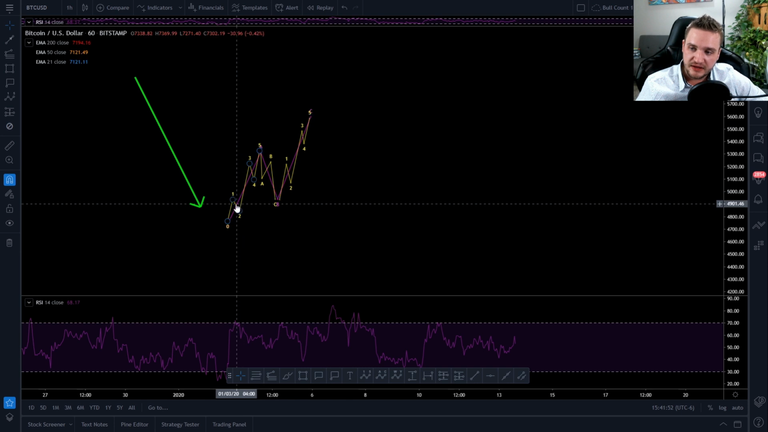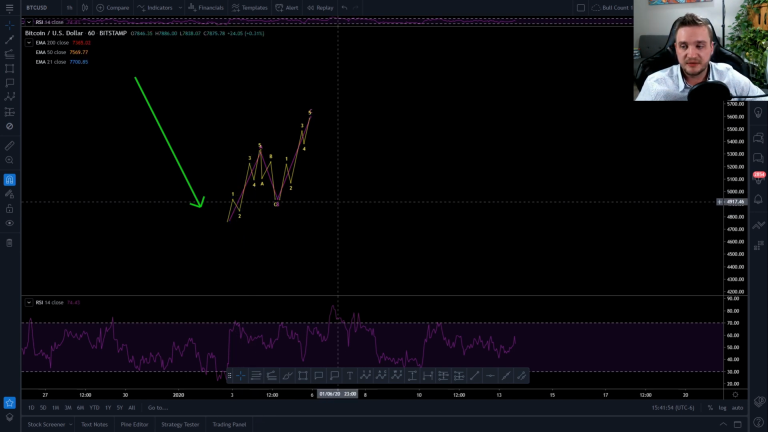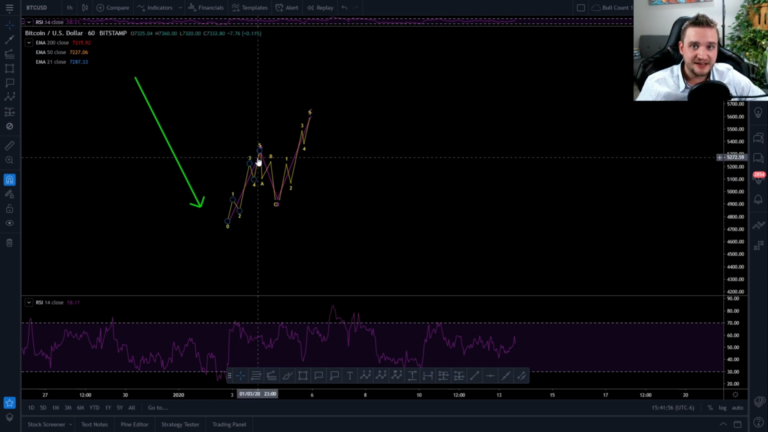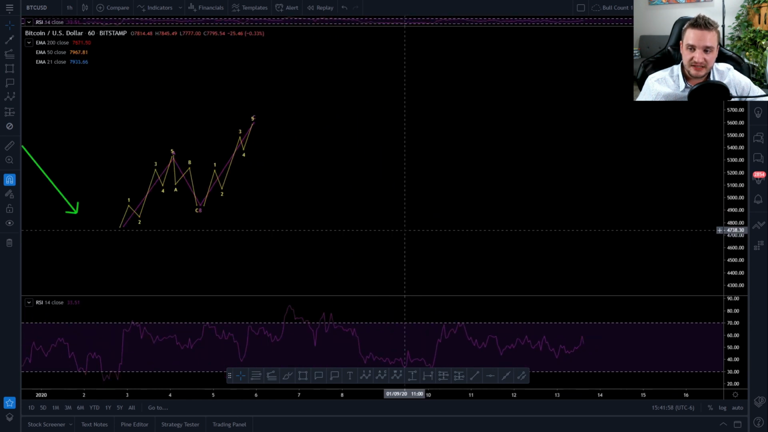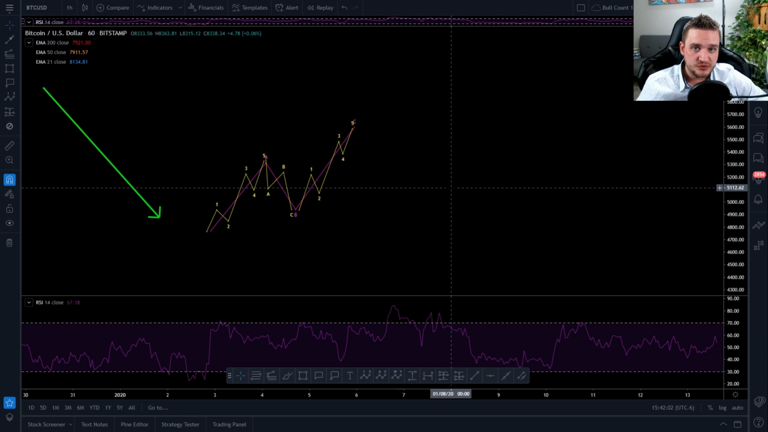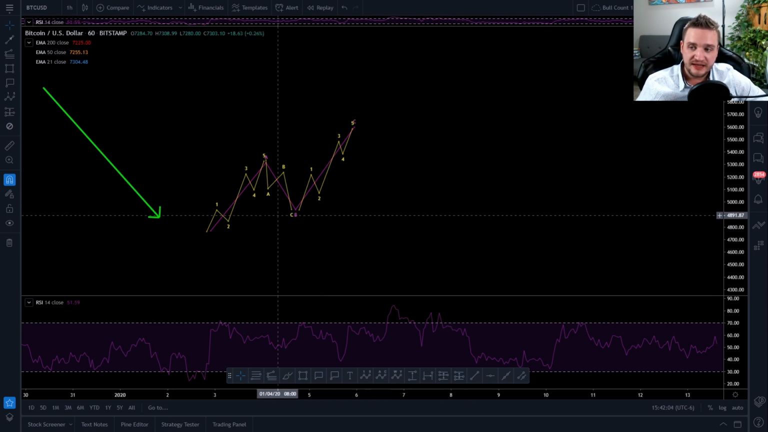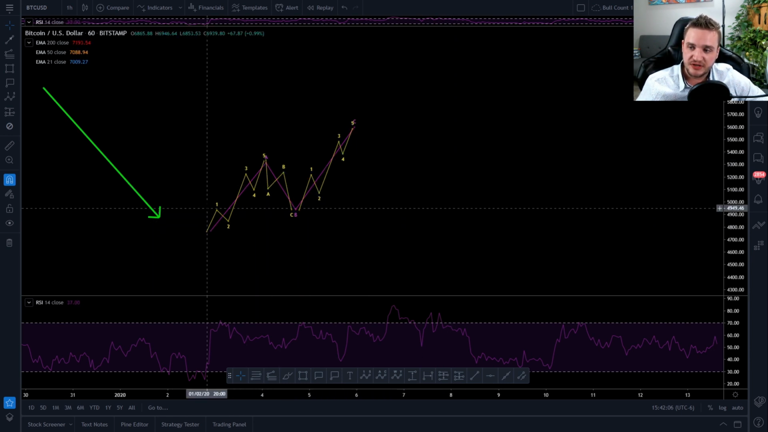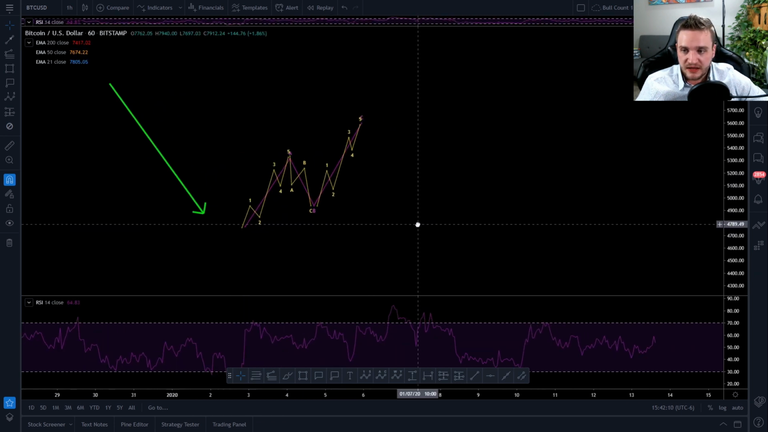So in the last module, I had mentioned the A wave of a zigzag could have a leading diagonal in it. That is very true. You will typically see a leading diagonal in either the first wave of an impulse or in the A wave of a zigzag. So this could be a leading diagonal inside of that A wave there.